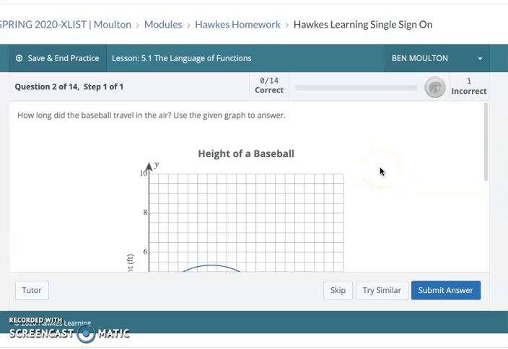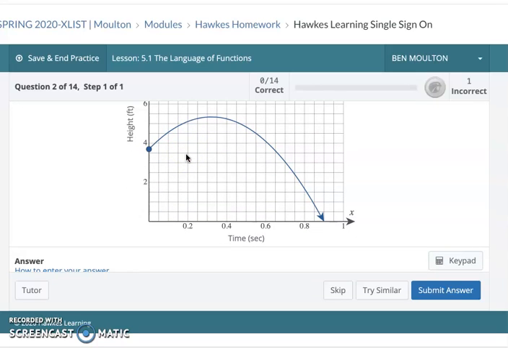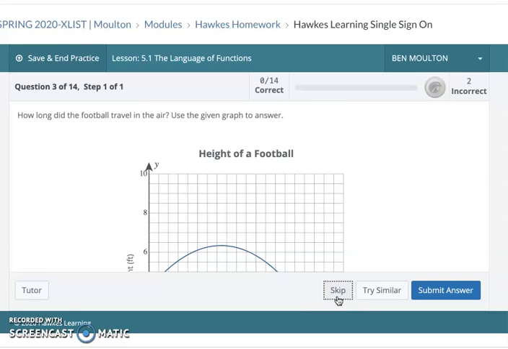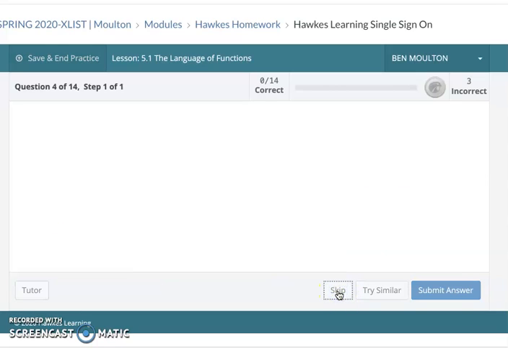This next one, how long did a baseball travel in the air? Well, here it's launched at a height of 3 some odd feet, and then it's up in the air for what, 0.9 seconds it looks like, or thereabouts. So 0.9 seconds is what you're after. Is this just an exercise on how well you can read a graph? How long did a football travel in the air? We just did one like that.